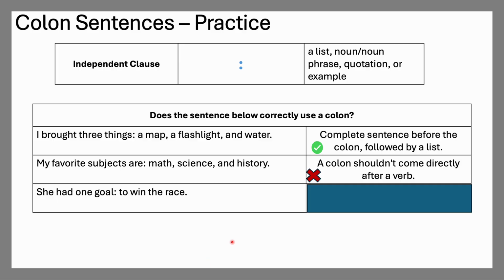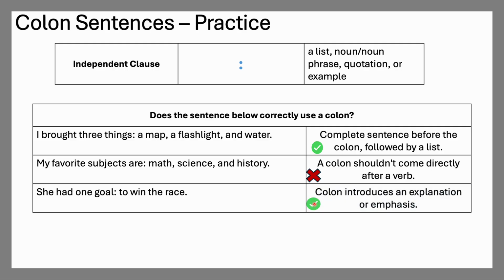And then finally, she had one goal, to win the race. So is it an independent clause on the other side of that colon? It is. She had one goal, so that is a complete thought, a complete sentence. What was the goal? So we are clarifying, to win the race. And so that's my phrase, right? It's a prepositional phrase. So it introduces or explains or emphasizes.